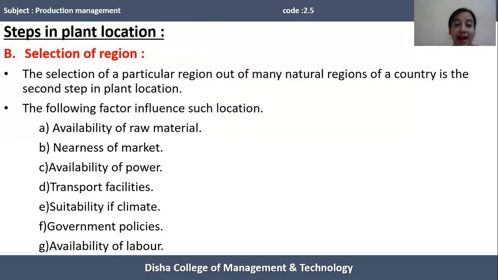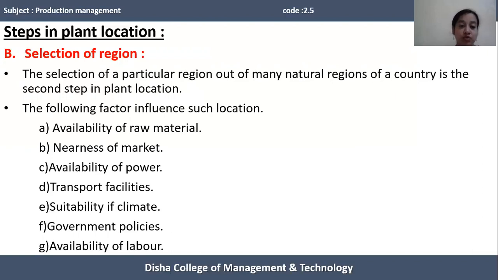While identifying a particular region for installing a plant, the industrialist must consider various factors. By considering these factors, they can identify a good region out of the many natural regions of a country. So what are the factors the industrialist must consider while selecting a region out of many natural regions? Let me discuss one by one.